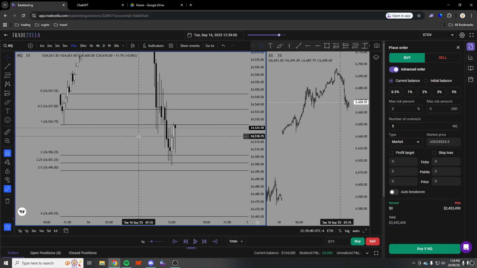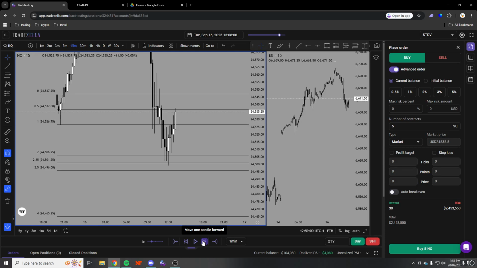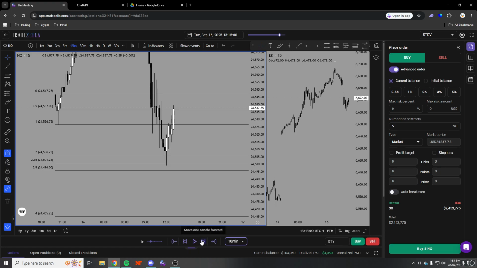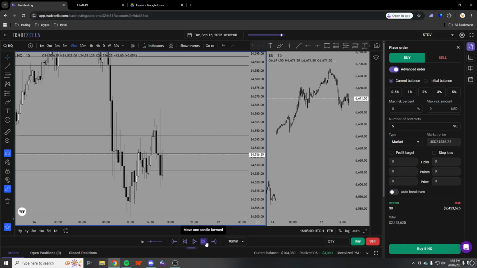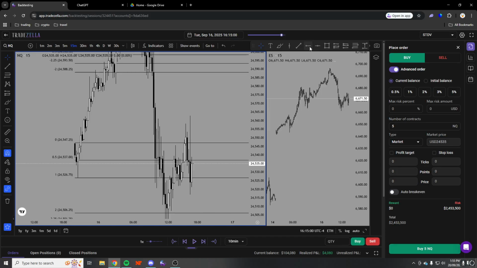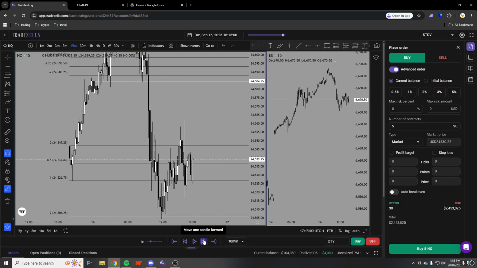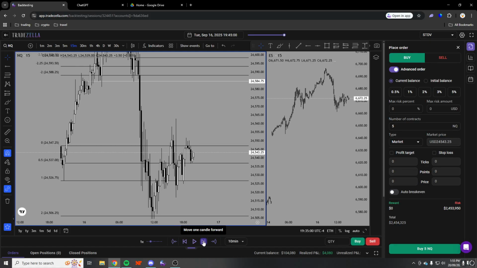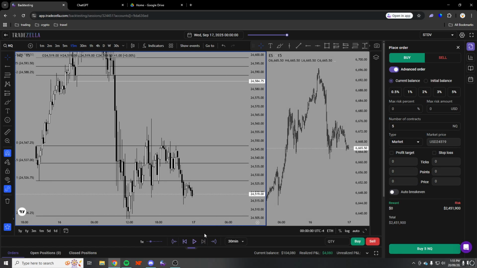Comes back up into this one area. And then, yeah, as you can see, price comes back all the way up to what I think would be midnight open. Midnight opens all the way up here. Oh, what just happened? Oh, okay. So that's a backtesting session done.